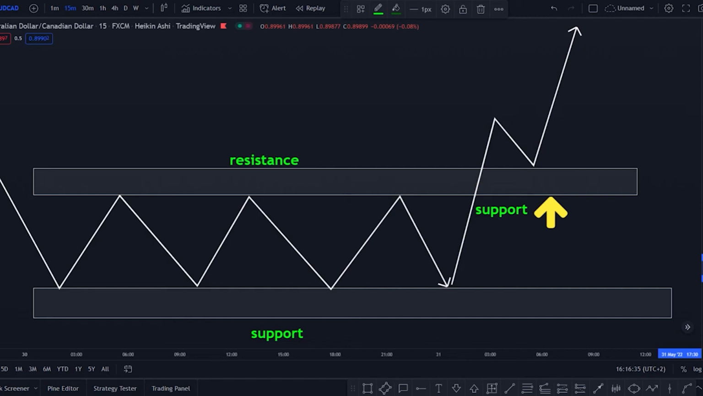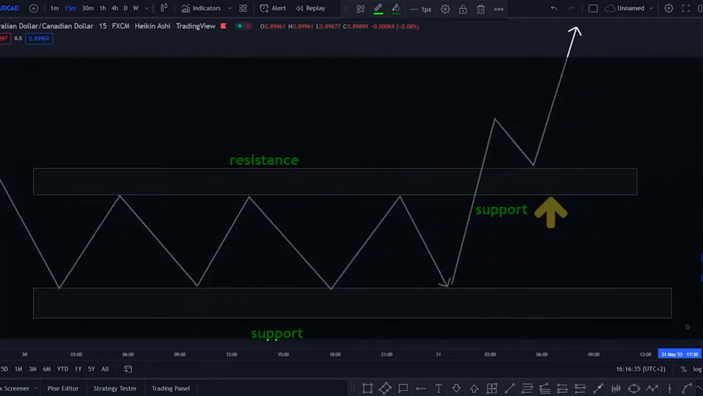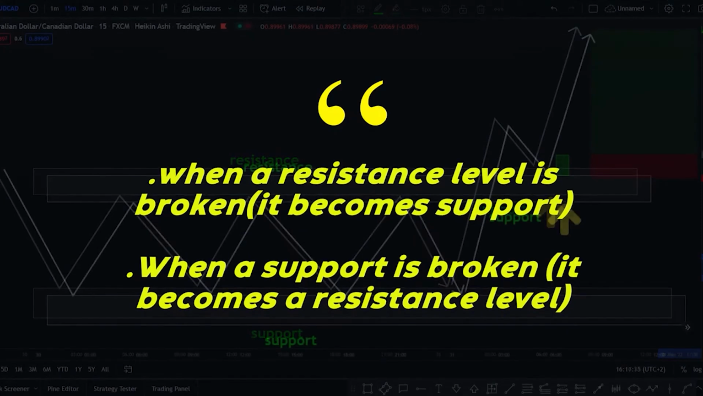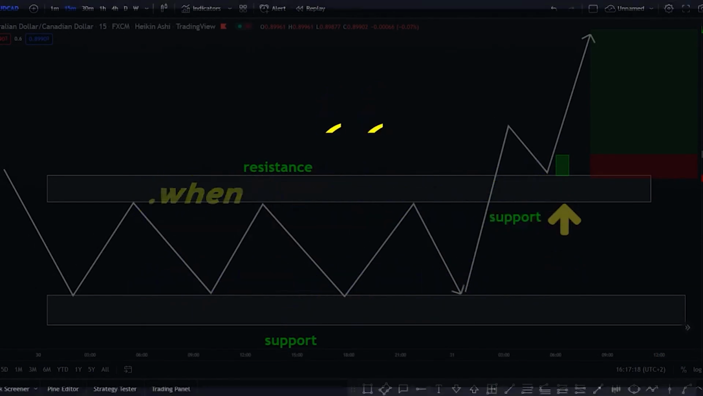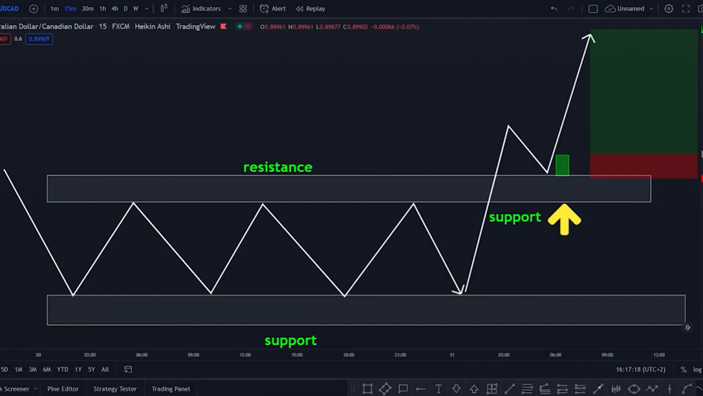So in this example we just wait for the market to break the resistance area. And before I forget, when a resistance level is broken, it becomes a support area. And when a support area is broken it becomes a resistance area. From this example we can see that price has broken the resistance area to become the support area. So we will wait for Heiken Ashi candle to close bullish on the newly formed support area.